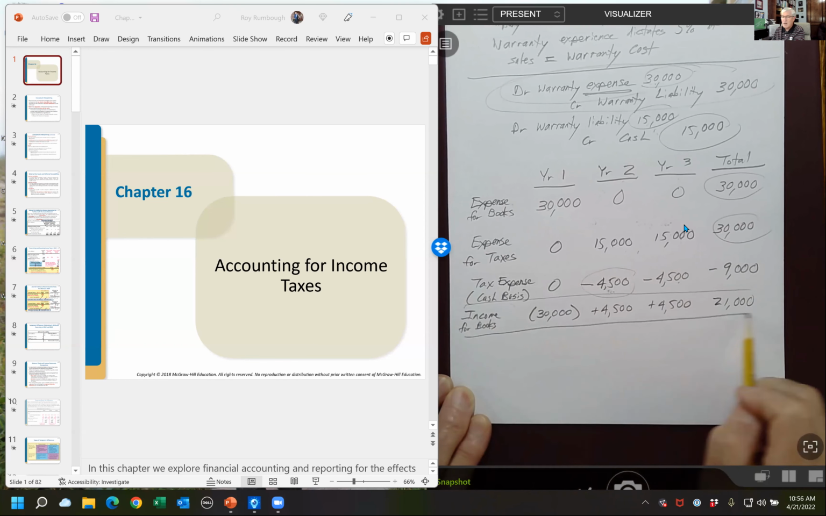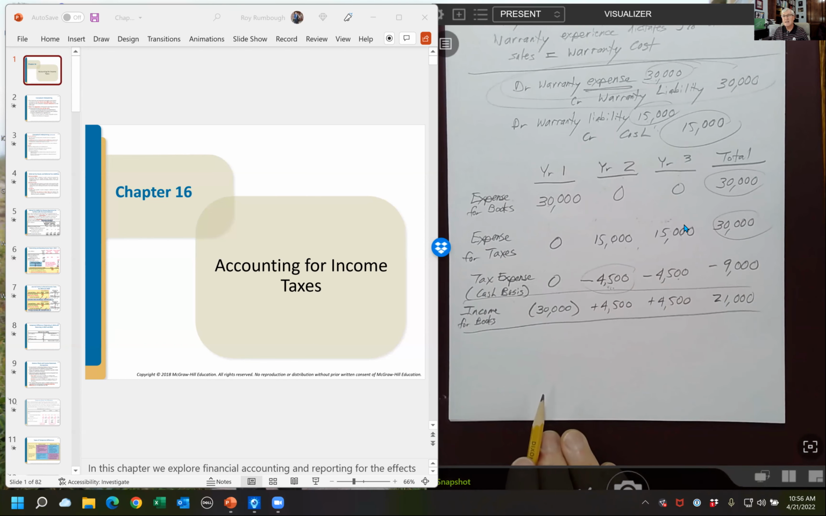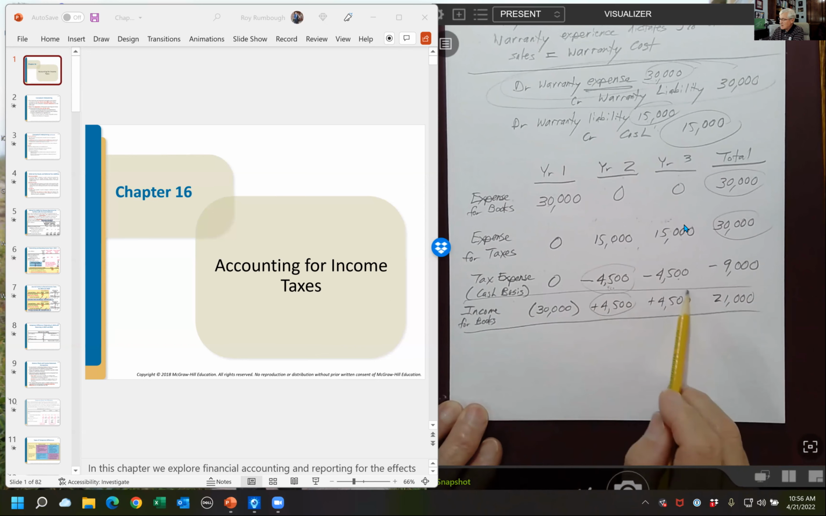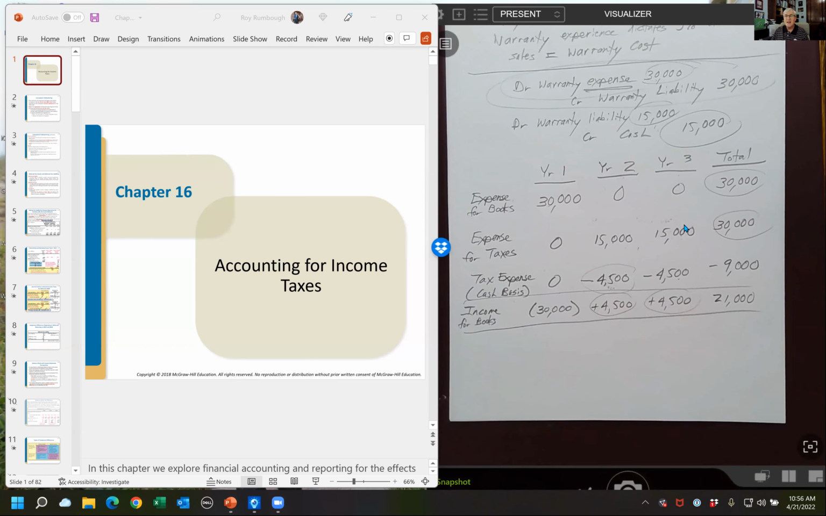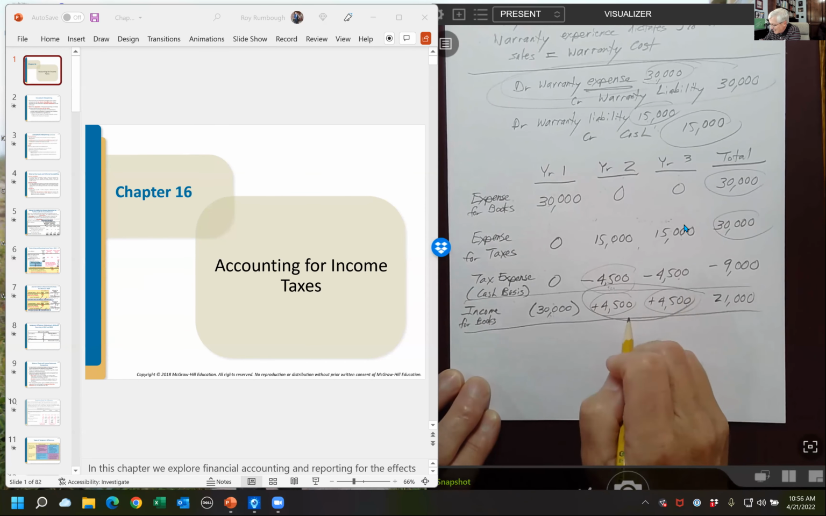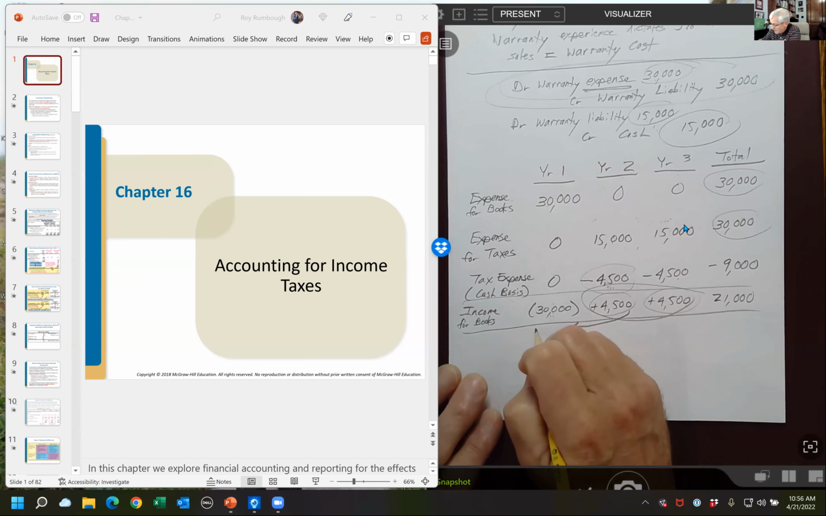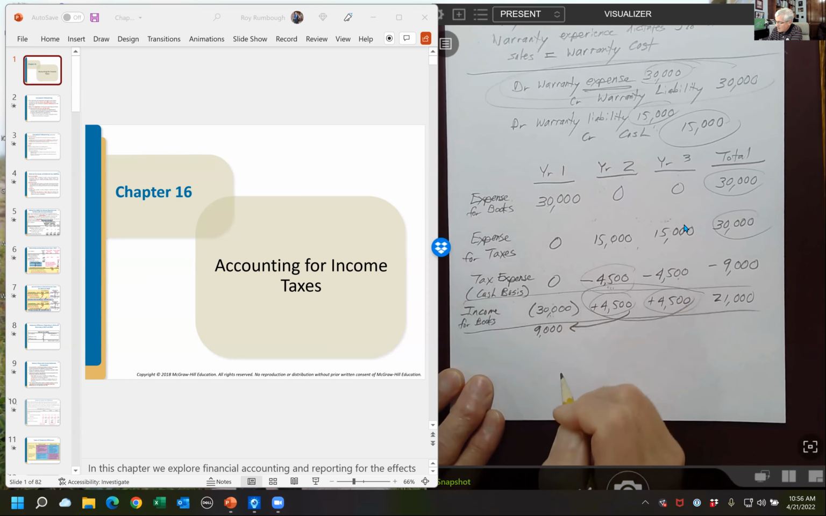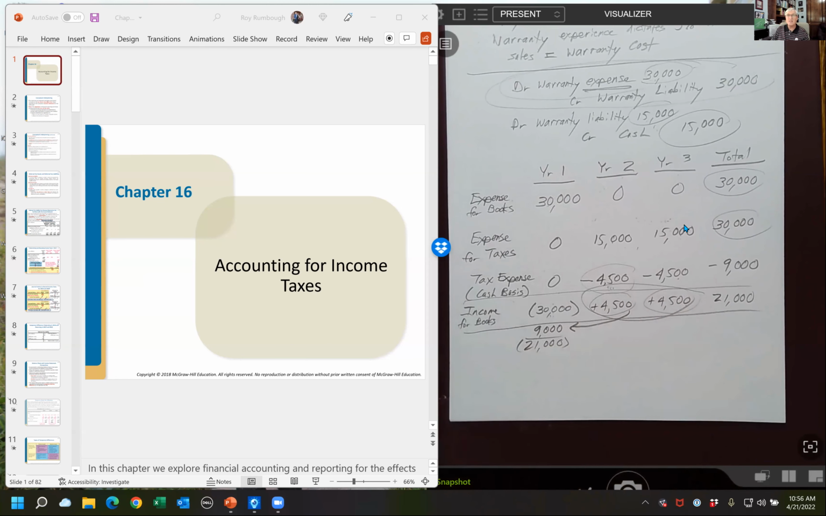Again, if we were cash basis, we've got a problem here because we've got future savings, not expenses, savings on taxes related to $30,000 of warranty expense on our books this year. That's wrong. We've got to take these and pull them in here so that we have a $9,000 savings this year and only $21,000 of expense. So how do we do that?